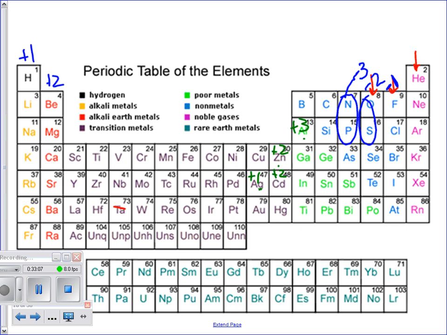For those of you who took regular chem, you didn't have to memorize your multivalent ones. Those of you in pre-AP did. You have to know them. So if you came from regular chem, write these down, start memorizing them. Pre-AP, start remembering them. Iron, cobalt, nickel, what are those two charges? +2 and +3. Good.